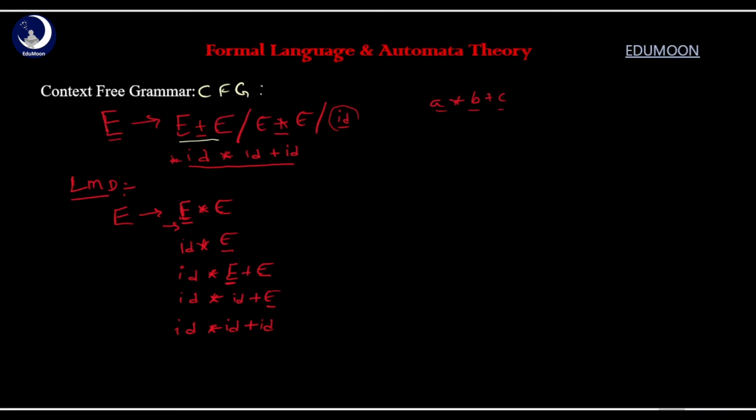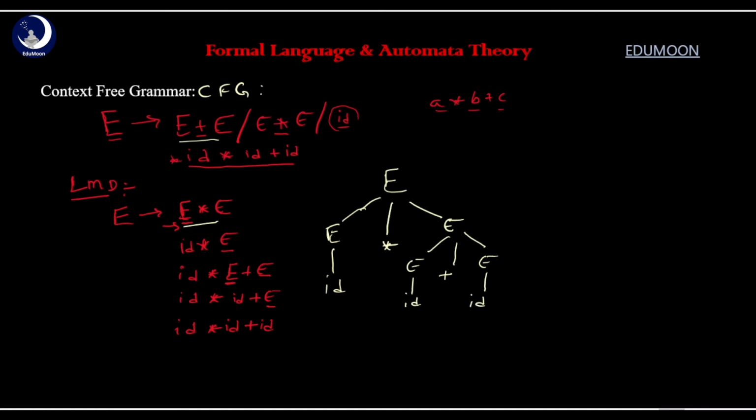So when we generate a parse tree for this example, initially, if we draw the parse tree here, E is generated as E star E. Next we generate this E as ID, and next this E is generated as E plus E. Then we have this as ID and this one as ID. So this is the parse tree that is generated for this LMD derivation for the string id star id plus id in the given grammar.